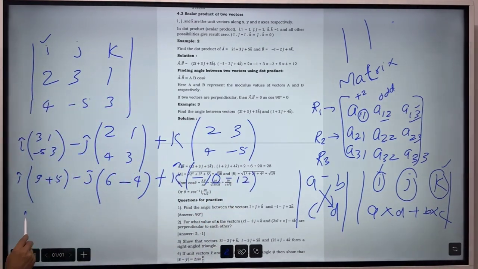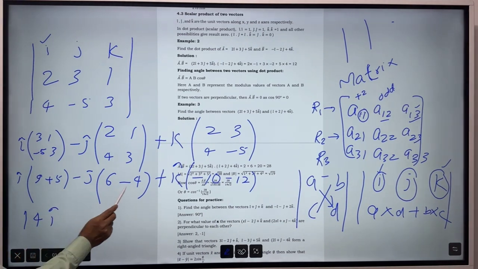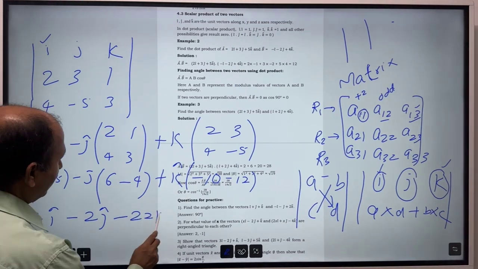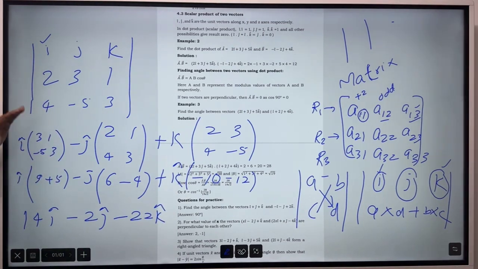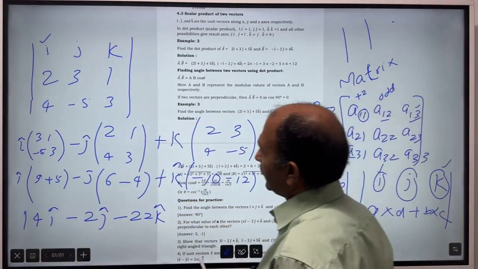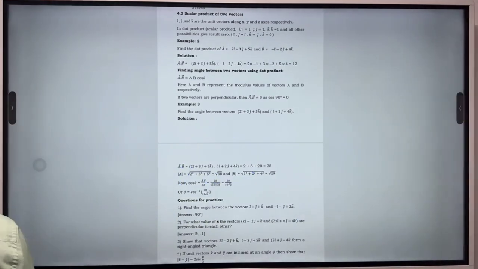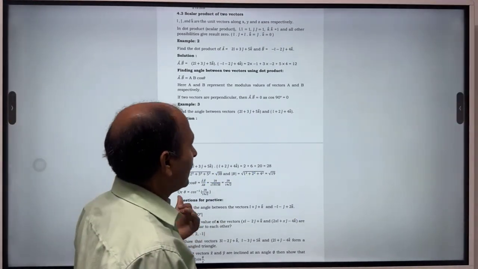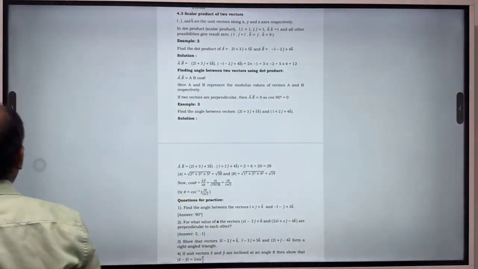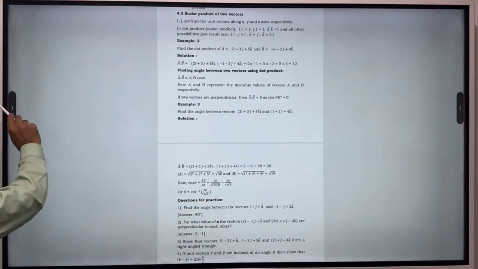Now simplify. This is 14 I cap. This will be minus 2 J cap, and this is minus 22 K cap. So this is how we can find the cross product. Now let's take some more examples so that things may become very clear. Then I will tell you what is the use of cross product, and how we can calculate different quantities by using cross product.